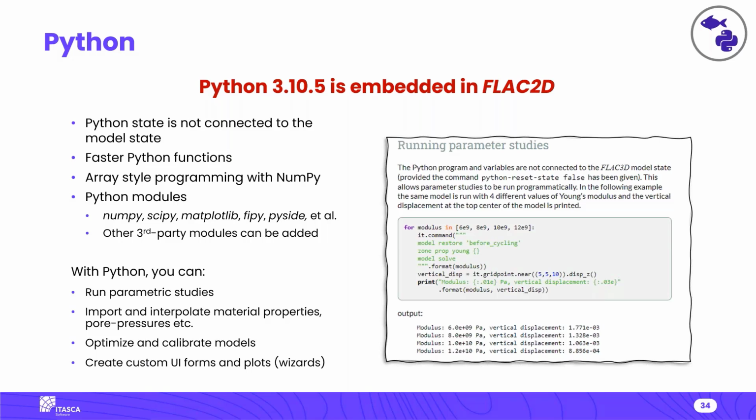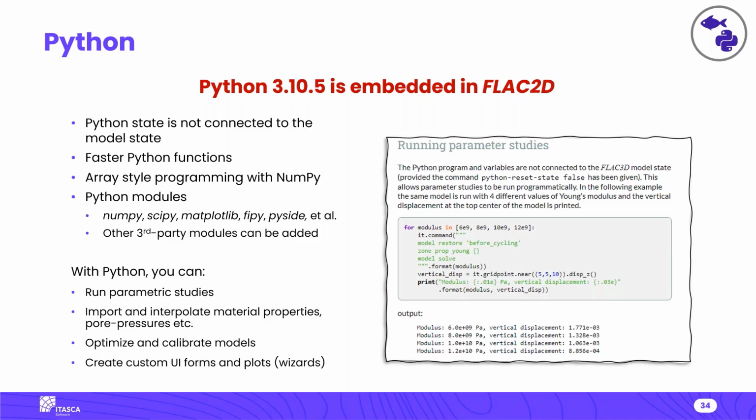We have Python modules embedded in FLAC2D. They are NumPy, SciPy, Matplotlib, PyPy, and PySide, and many more. I won't go into the detail of each of these modules, but these are the big ones. A question that often pops up is, what if I have my own module or another module I found on the internet that I want to use? Third-party modules can be added, but they're just not verified like our built-in modules. So what can you do with Python that is so unique?